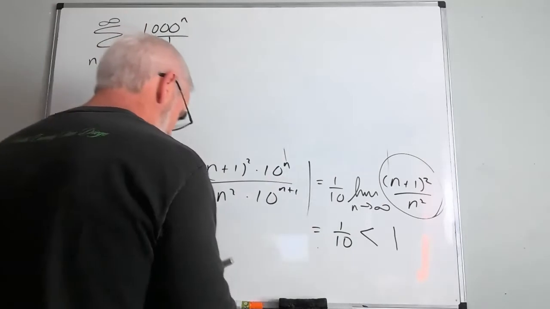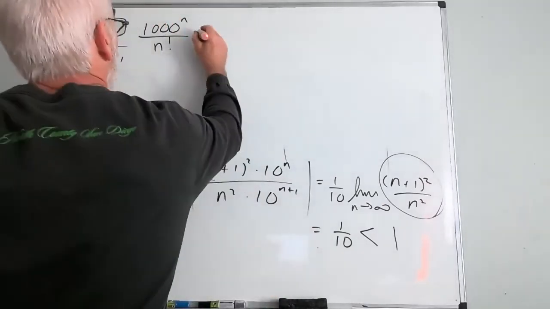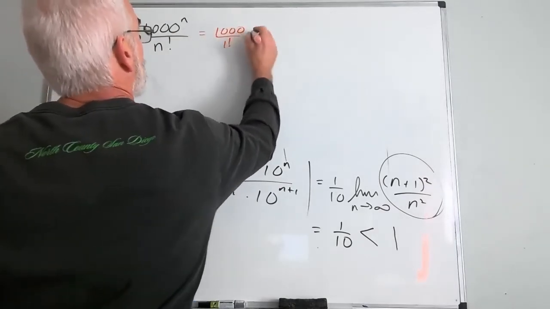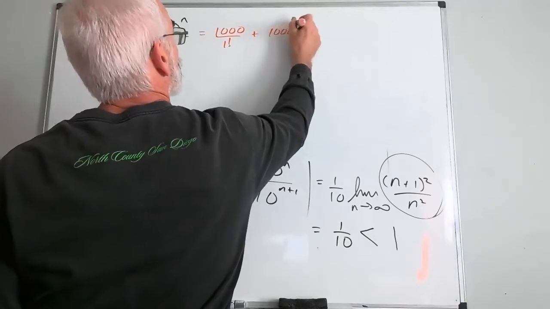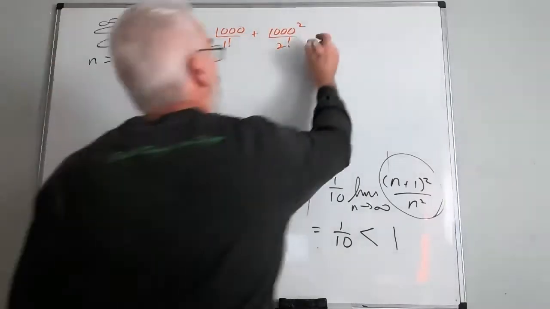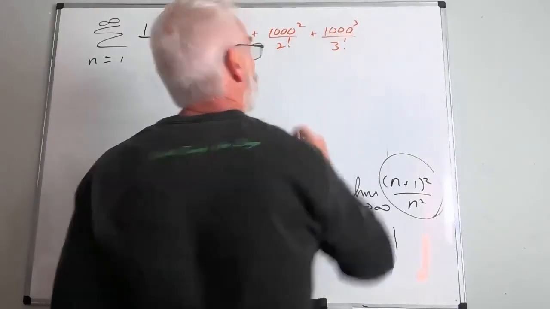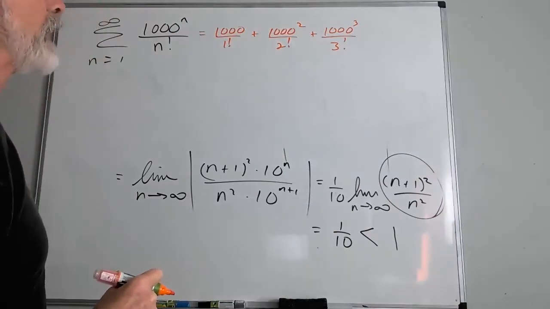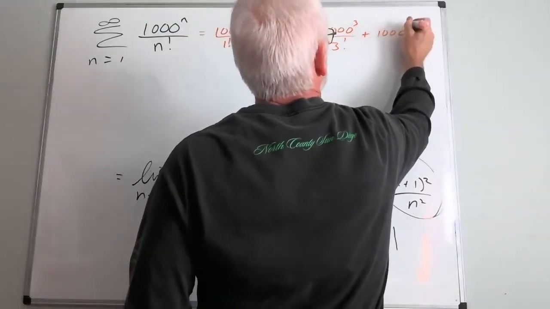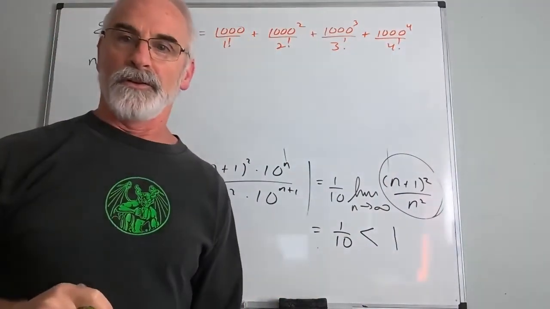So if I said, let's write out just the first few terms, I want to see how this is behaving. So when n is 1, this would be 1,000 over 1 factorial. That's 1,000. Plus 1,000 squared over 2 factorial. So that'd be 500,000. And then I'd have 1,000 cubed over 3 factorial. 1,000 cubed is 1 billion. So that'd be 1 billion over 6. And then I'd have 1,000 to the 4th over 4 factorial. That's 1 trillion over 24.